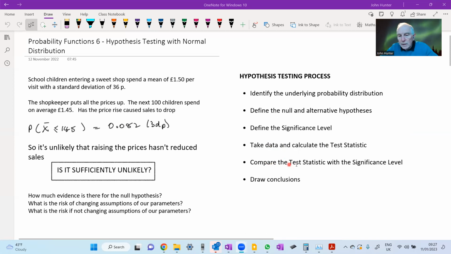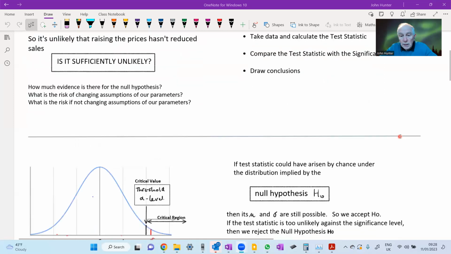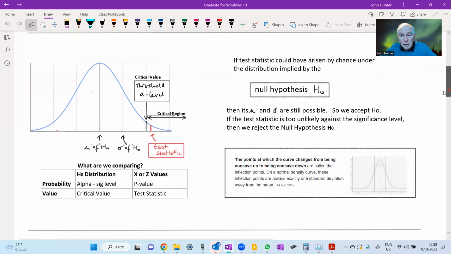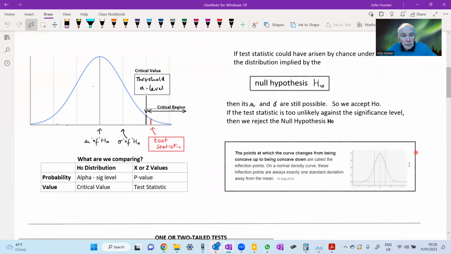Then we compare the test statistic with the significance level. We'll come to that, because as those things stand they are usually not directly comparable, so we have to do a little bit of work on that. And then we draw conclusions as to whether or not we stick with the original parameters or whether we take steps to change them. Right, okay, so let's have a look at a little bit more detail about what we're talking about here.